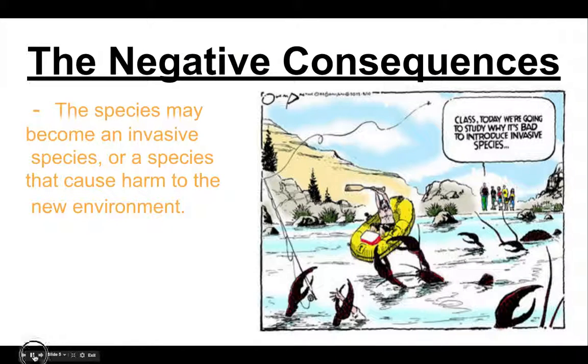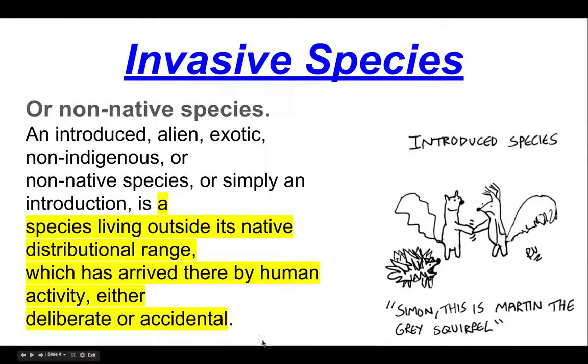Invasive species. Invasive species are non-native species, also called alien, exotic, non-indigenous, or non-native species. They are simply an introduction as a species living outside its native distributional range, which has arrived there by human activity.